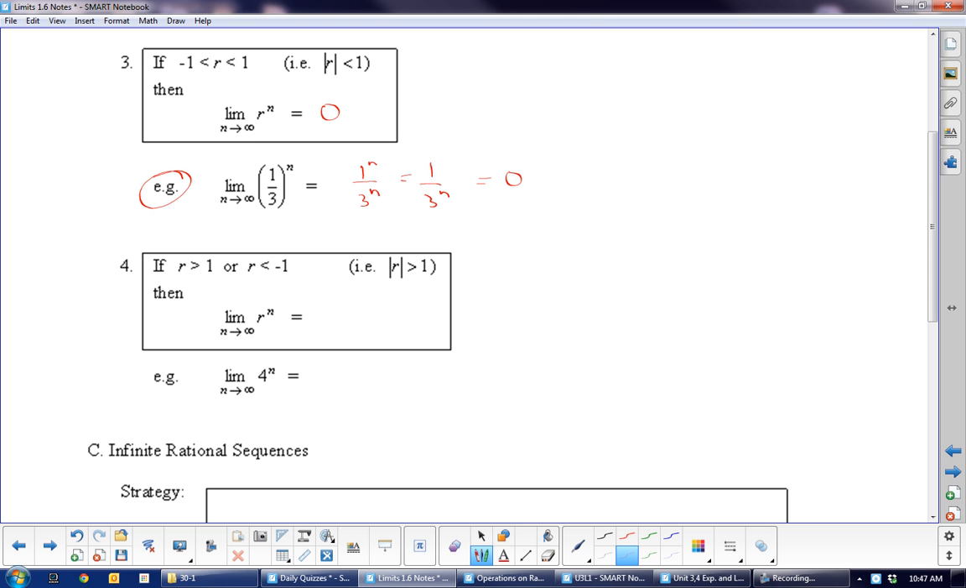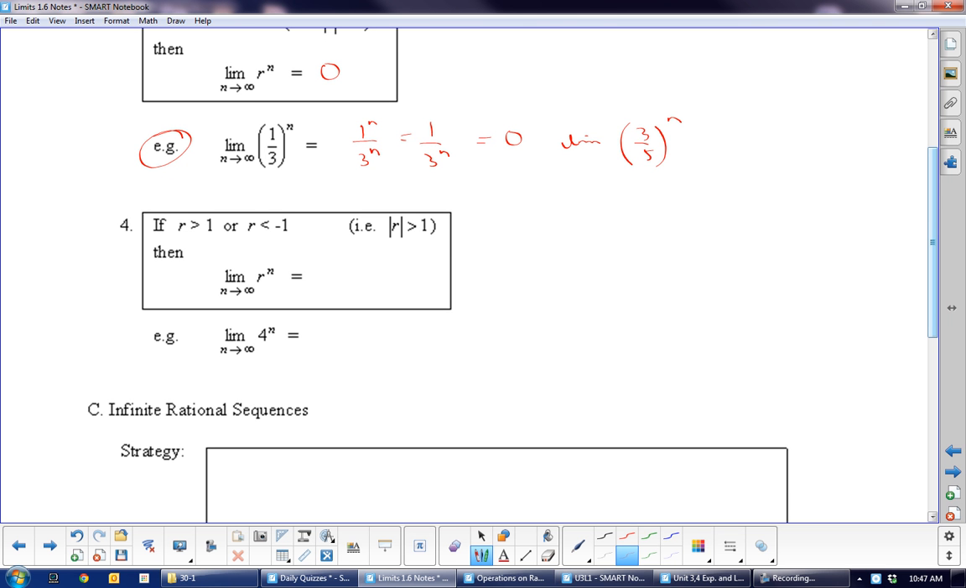So if r is a fraction, now what about something like this? What if you did 3/5 to the n? That's like a small infinity divided by a large infinity, right? So who would win? The bottom or the top? The bottom. So even this will equal 0.